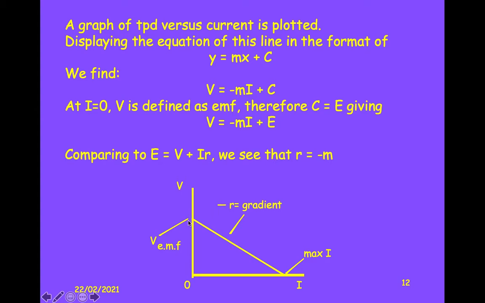So where it crosses the y-axis, that's our EMF, because that's the point where the current is 0. And our maximum current that we can get, so our short circuit current, is obviously where it then hits the x-axis, so this point down here. The gradient, now because it's downhill, it's minus, so the gradient is the internal resistance. We basically just forget about the negative, it doesn't matter.